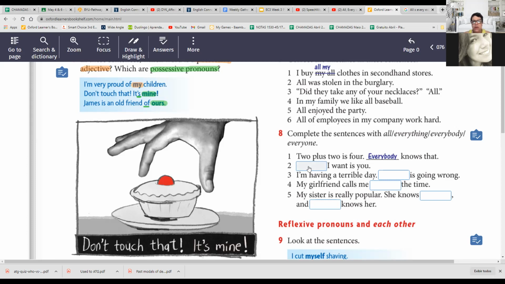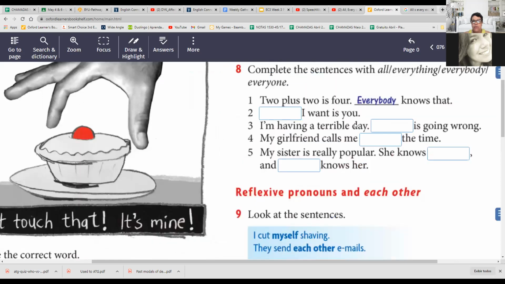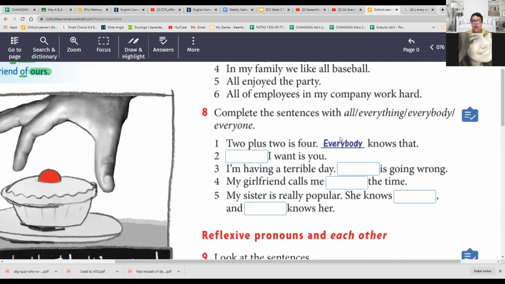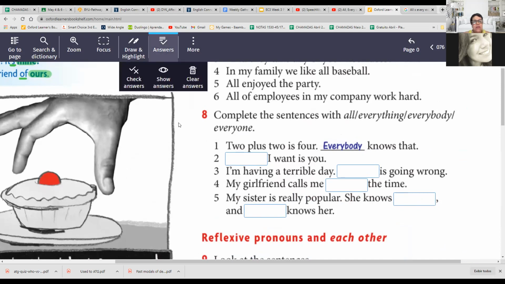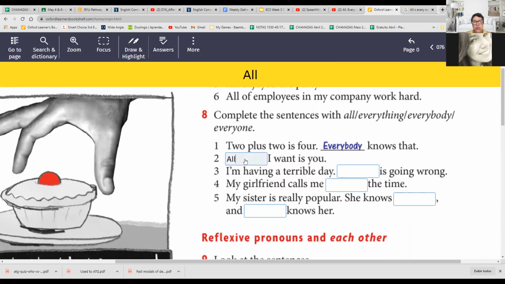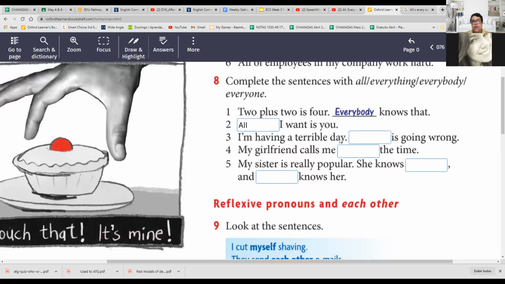Let me see if I can write it. I don't know if I can. Yeah, now it's really big. So let me try to write. I think I have to disable the answers. Okay. Now I can write. So let's put like this. All I want is you. All meaning everything. Okay.